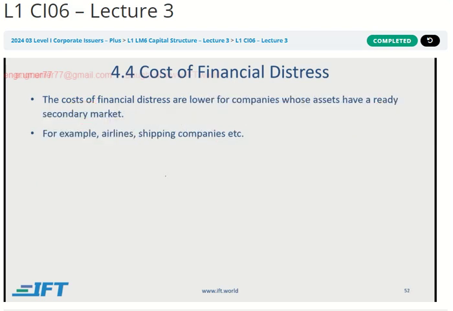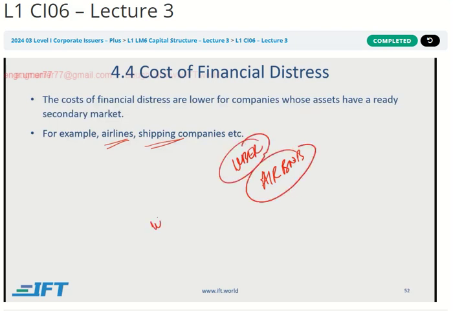So that's something we have to take into account. It's not the same for everybody. Businesses that have a ready secondary market for their assets, such as airlines, shipping companies, will have relatively less cost of financial distress. Other companies which have everything related to their goodwill, such as Airbnb, right, or Uber, or things like WhatsApp, once they lose their network, then it's very hard to regain that network. So there is a very serious cost associated with financial distress.